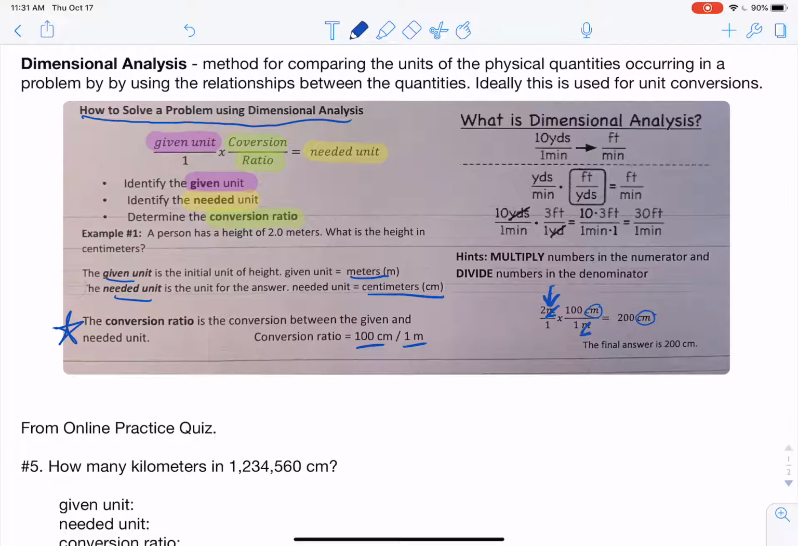Now, this is a really useful hint for these types of conversions. You're always going to multiply the numbers in the numerator and divide the numbers in the denominator. So in this case, it would just be 2 times 100, which gives you 200 centimeters as your final answer. So that's one way to do it. Up here where it says what is dimensional analysis, it gives another example using yards and feet. For physics, we're only going to be doing meters, meters per second, seconds, kilometers, stuff like that. I'll show you some examples below.